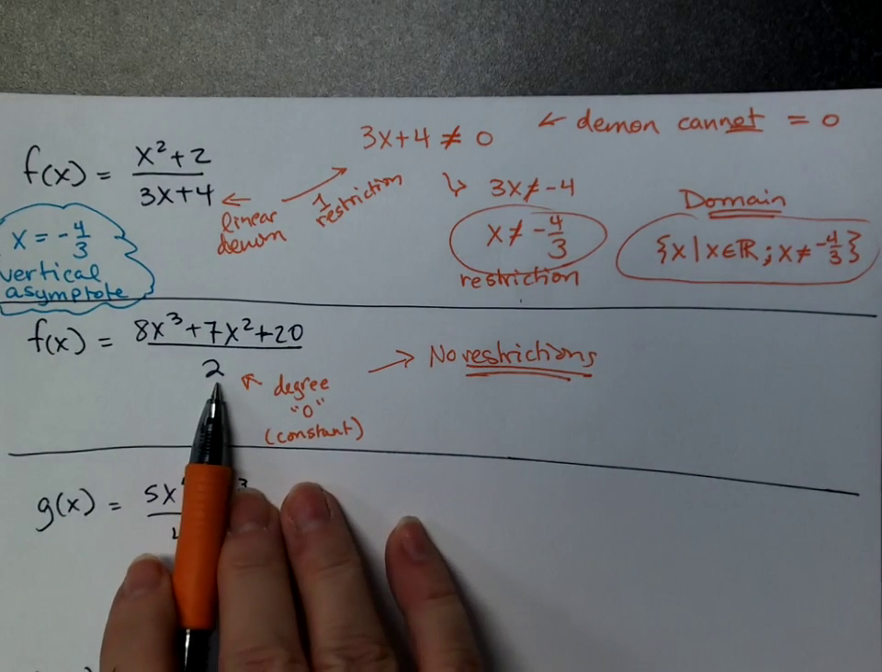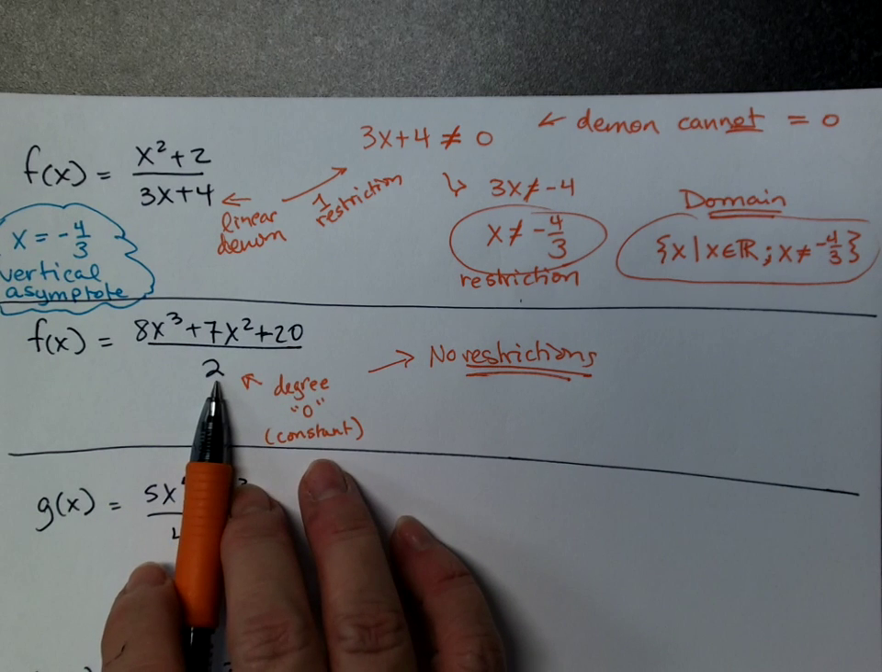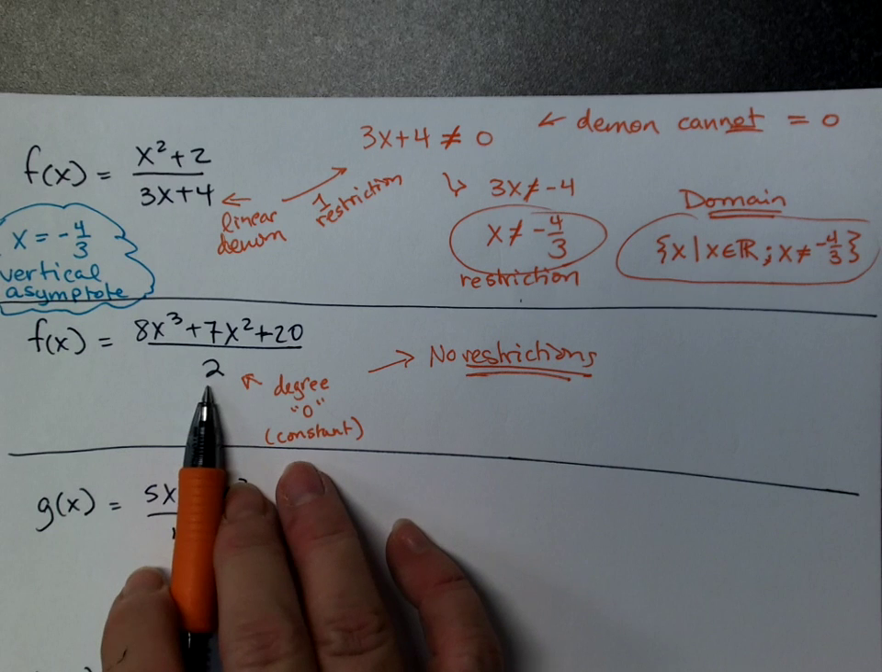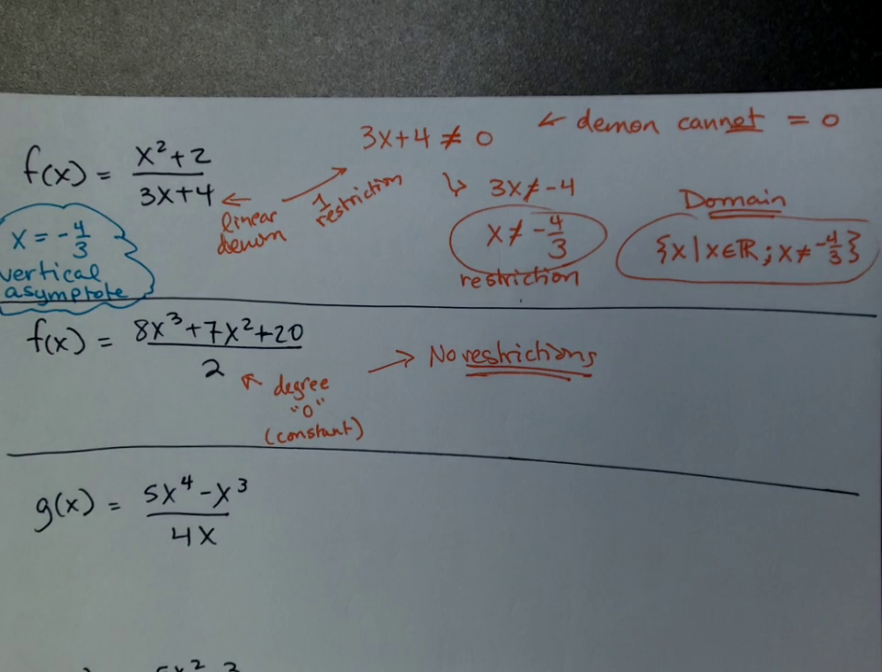Because think of it this way. You plug in any x. Is there any x you could plug in? Can you imagine any x in the world you could plug in that's going to make this denominator equal 0? No. How can it? If there's no x there, then nothing's going to turn that 2 into a 0. So if there's no x in the denominator, nothing will ever make it 0. Does that make sense?